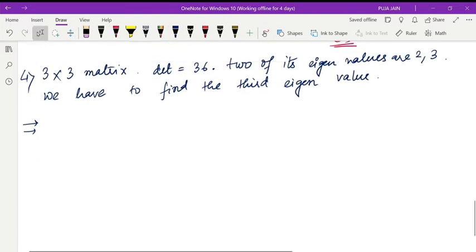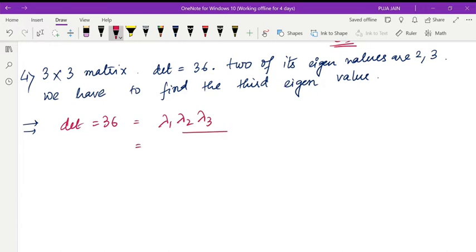Okay, you see this same determinant is given, 36. So it means what? Lambda 1, lambda 2, lambda 3 equal to 36. Two of the values are given, what? 2 and 3. So lambda 1, 2 into 3, that is 6. So 6 lambda 1 is equal to 36. So lambda 1 is equal to 6. So this is how the questions are framed.